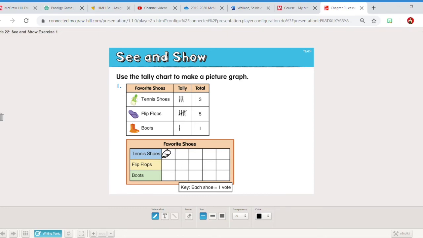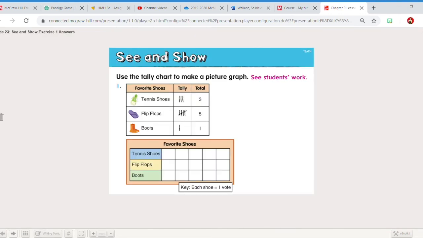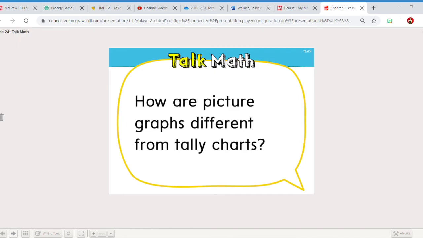So my tennis shoes, I'm going to do with a little bow. Tennis shoes. Oh man, my tennis shoes aren't as neat. Flip-flops. I'm going to try to do it with the V to show a flip-flop. We have 5. Oh, and as you see, we have our key. Each shoe equals 1 vote. And then we have 1 boot. Easy peasy lemon squeezy.